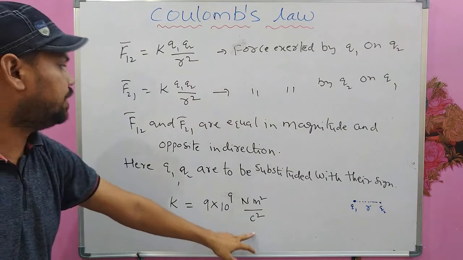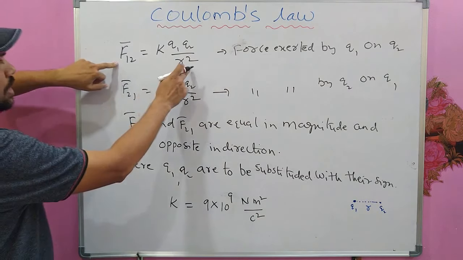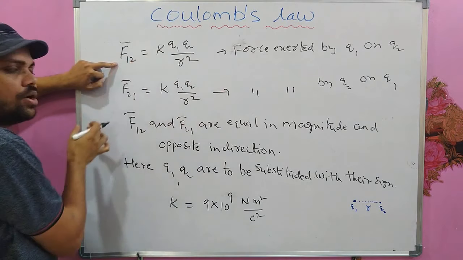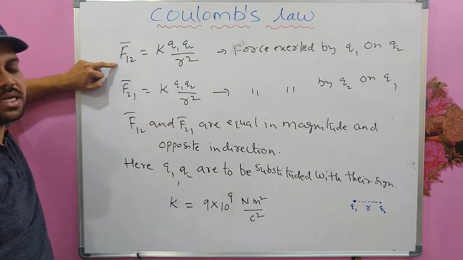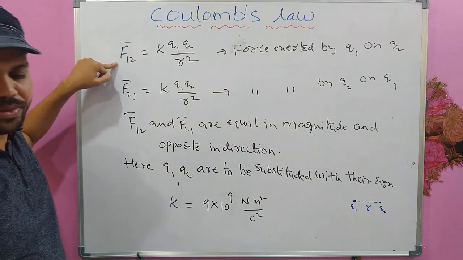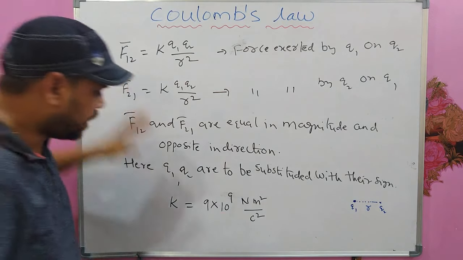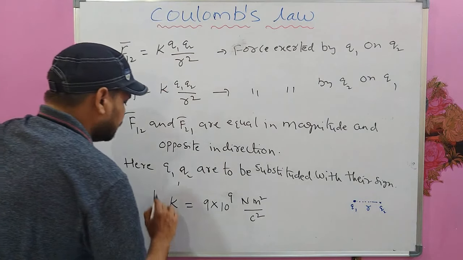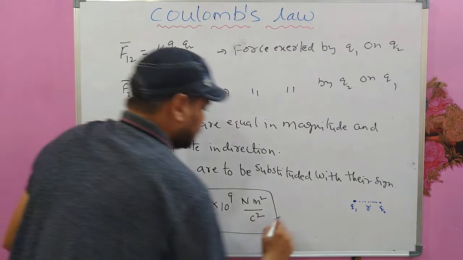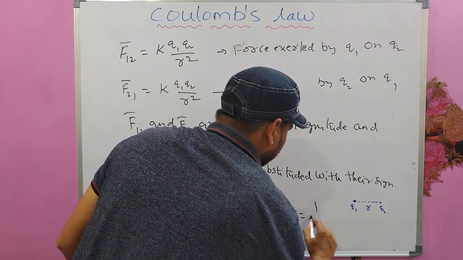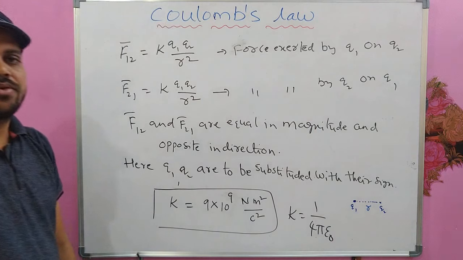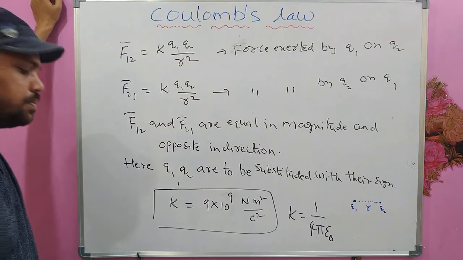How do we write this unit? This is Newton, and this r square comes here as meter square. The Q1, Q2 comes onto the denominator, so it is Coulomb square. So 9 into 10 to the power of 9 Newton meter square per Coulomb square is usually written as 1 by 4 pi epsilon naught.